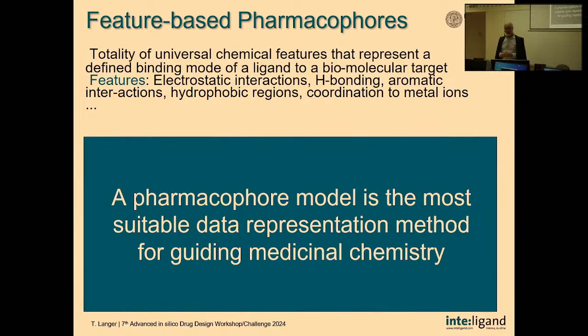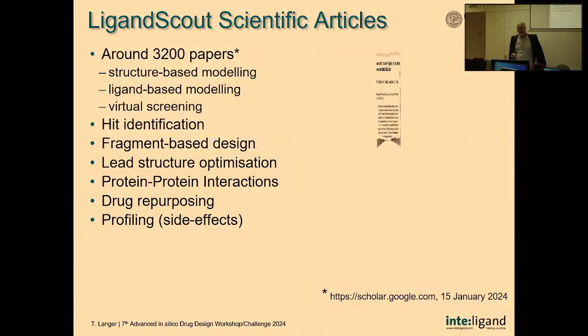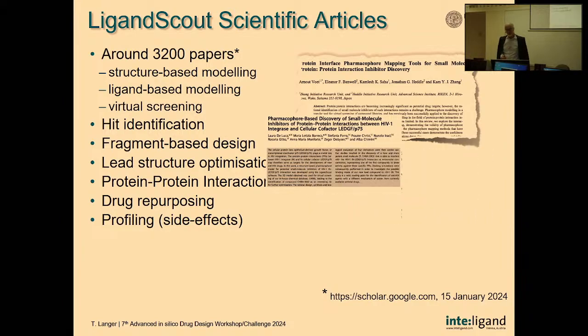And I believe strongly that pharmacophore models are the most suitable data representation methods for guiding medicinal chemistry, because in medicinal chemistry, you want to know your molecules by interaction. And you want to know how you can make a molecule stronger by making more interactions with your target, or less if you don't want to hit a certain anti-target. But any interaction of a molecule can be encoded in pharmacophore interactions. And this is why I'm so fond of this, and I believe it's really, really powerful.